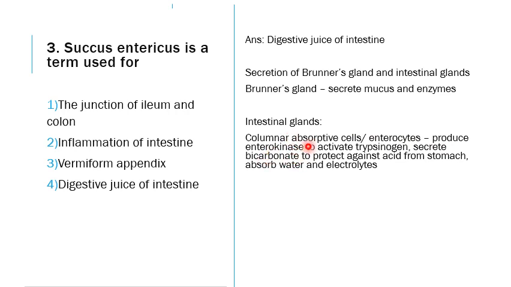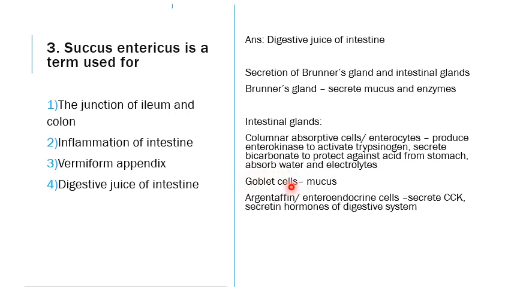This is helpful for activating the trypsinogen that is secreted from the pancreas to act on the proteins. It also secretes the bicarbonate ions to neutralize the acidic content that is coming from the stomach, and they also help in absorbing the water and the electrolytes. These are the majority of the cells occupying the small intestine. Then the goblet cells secrete mucus to protect the cell surfaces, and then the argentaffin or the enteroendocrine cells.